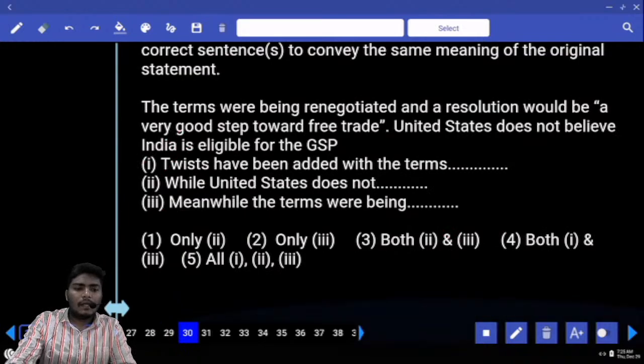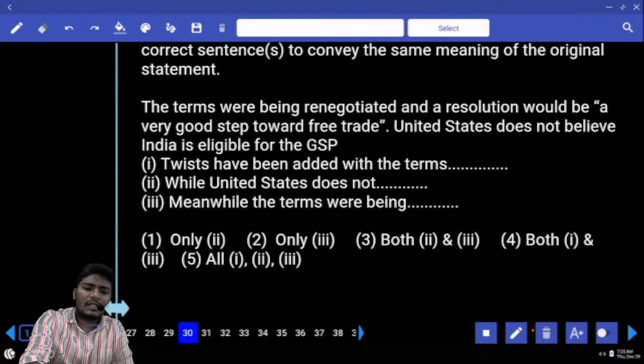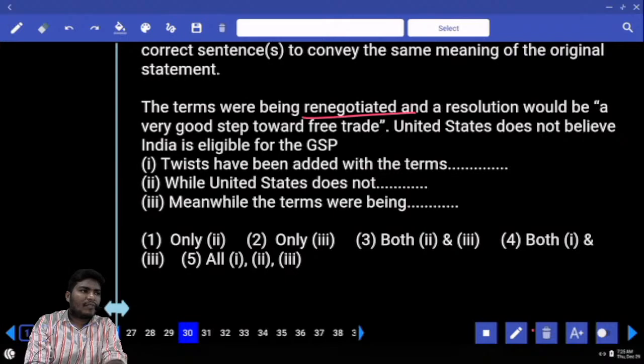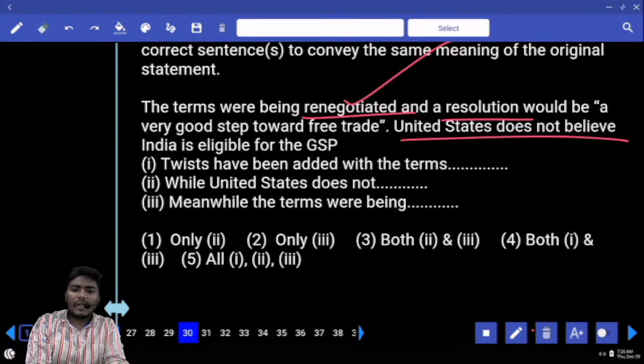Move to 30. The terms were being renegotiated, and resolution would be a very good step towards free trade. United States does not believe India is eligible for the GSP. Renegotiated in the sense of negotiation talks. The terms were being renegotiated and resolution would be a very good step. A new resolution, a new change would be a good step toward free trade. But coming to the other side, United States does not believe India is eligible for this.